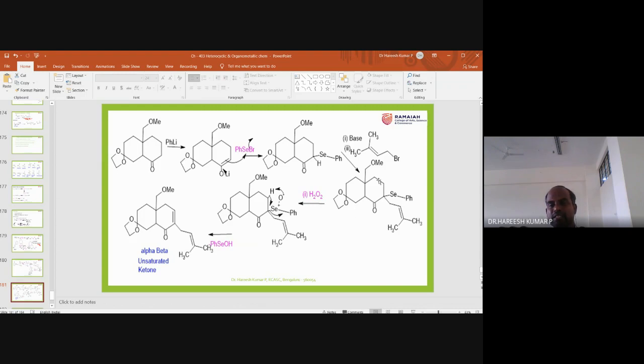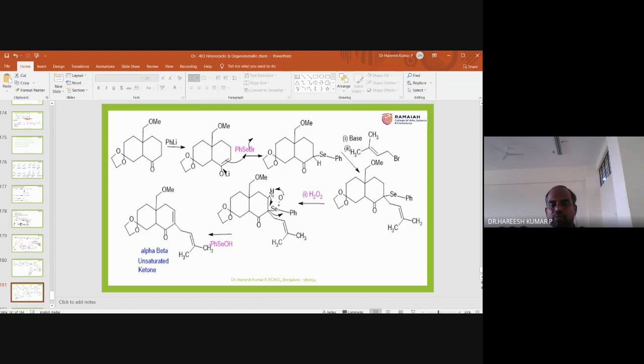At this stage, an oxidizing agent, hydrogen peroxide, is treated. What is the role of hydrogen peroxide? It converts selenium to selenium oxide. Once there is a formation of selenium oxide, the anion present on the oxygen captures this proton.